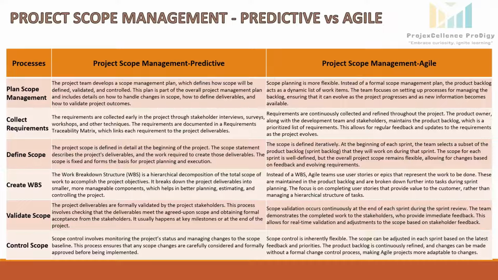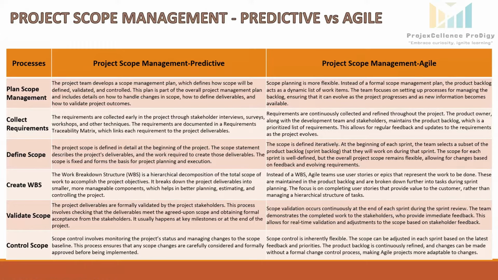in future sprints. Let's go through this table and see how these 6 processes of project scope management are carried out differently in predictive and agile projects. Trust me, this slide is going to be very informative and interesting too. So the very first process is plan scope management.